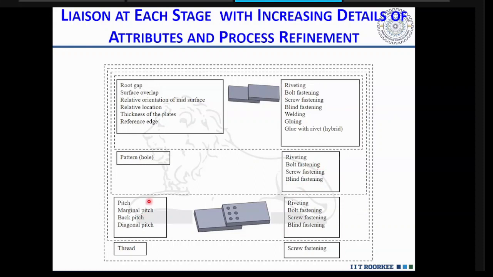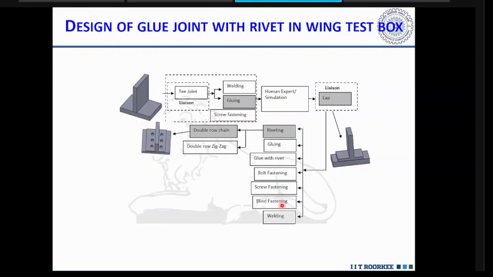Similarly, if you expand the pattern of holes, then you have pitch, marginal pitch, back pitch, diagonal pitch, and now you have these four pieces of information. And now, suppose in the hole you add the thread information, then you have only the screw fastening. Now, here are some examples that we have.